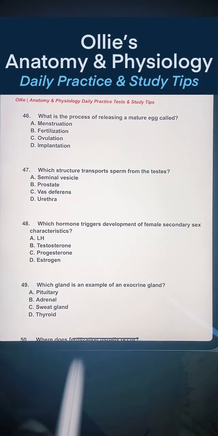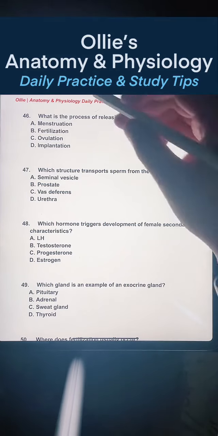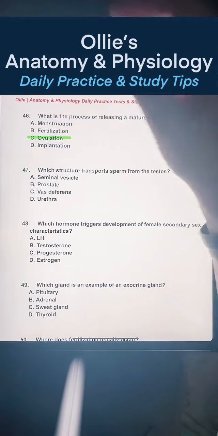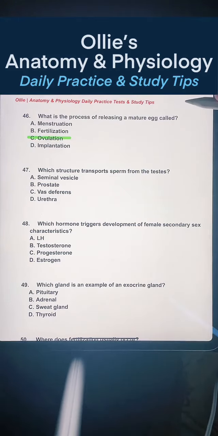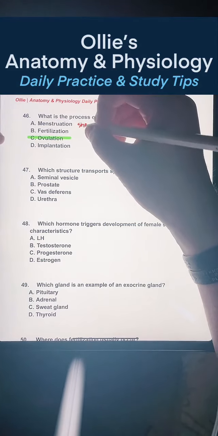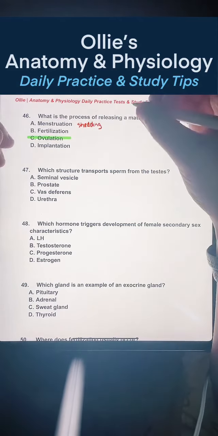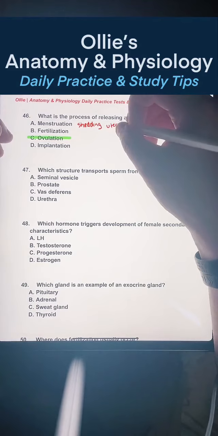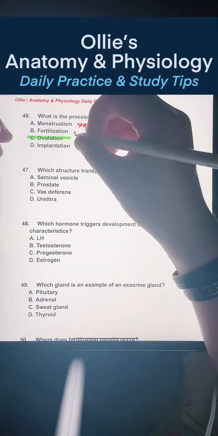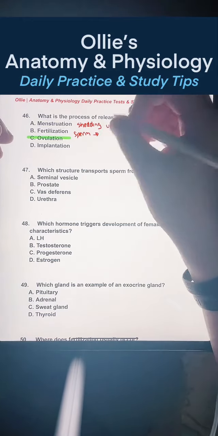But we're going to move on now to number 46. What is the process of releasing a mature egg called? And the answer is ovulation. So ovulation is the release of an egg from an ovary. Menstruation is going to refer to the shedding of the uterine lining. Fertilization is where our sperm meets our egg.